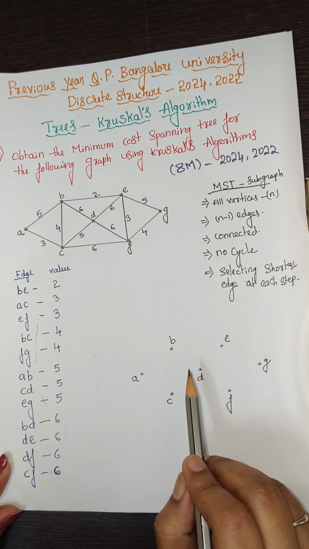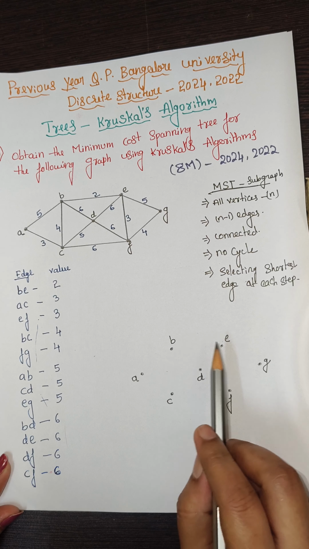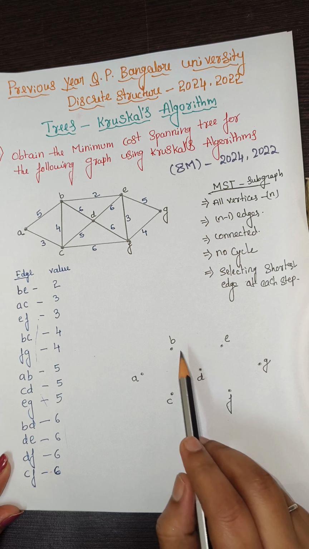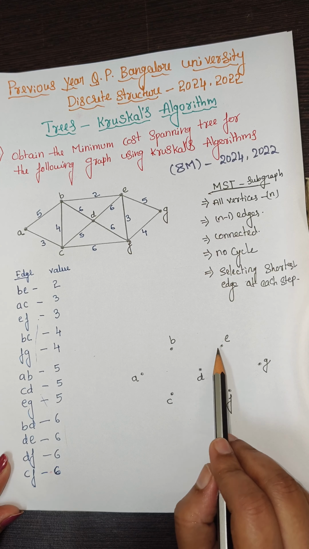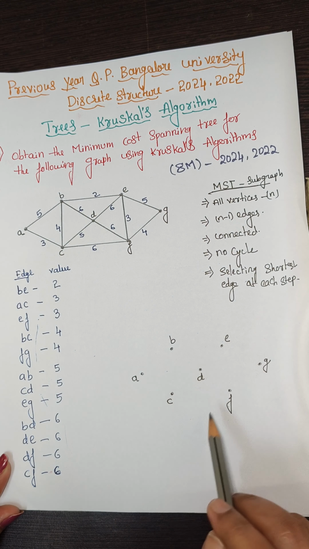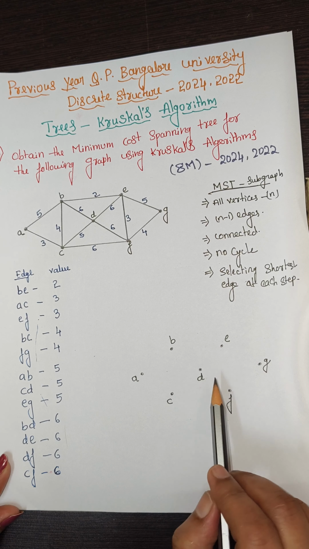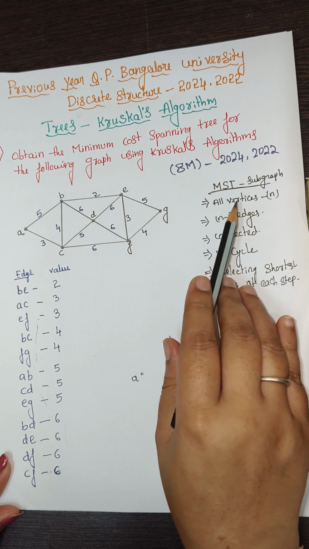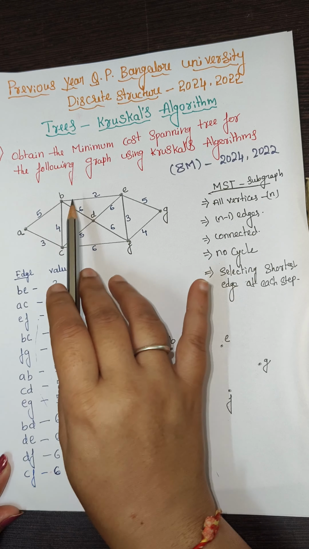We have to select the shortest edge and keep including the next minimum edges. Okay, first we have to select the minimum edge. So the better option is first write down all the vertices. It's easy. So no vertex will be left, because an MST contains all the vertices. So how many vertices are there here? 5, 6, 7.